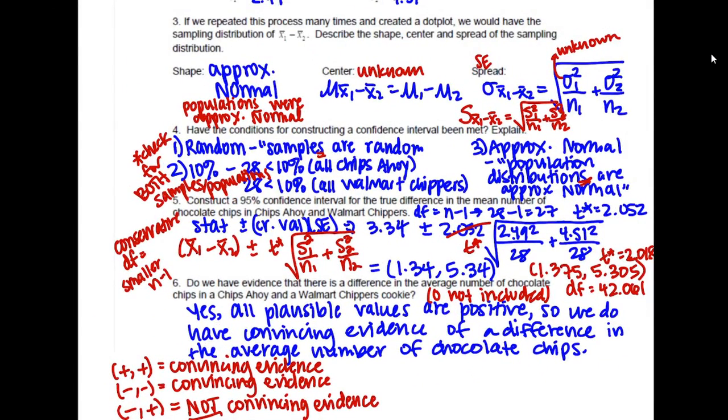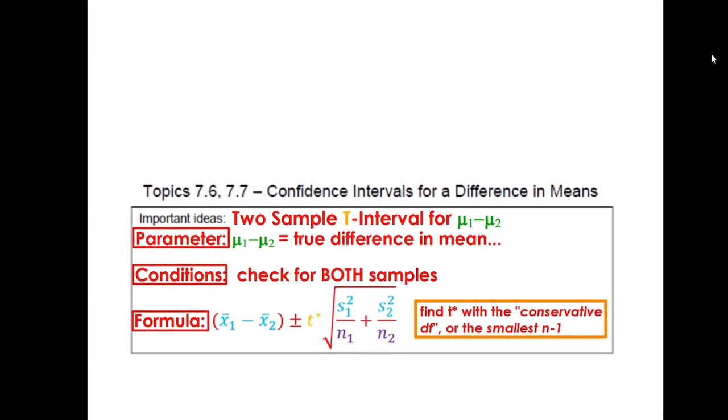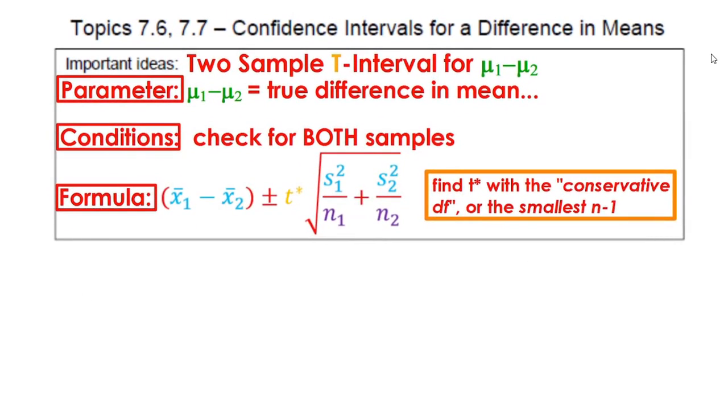Now, I want you guys to take these notes here in your important ideas box. Just very brief. We just want to make sure you know the name of the parameter, the conditions that we use to check for both samples or populations, and the formula. Now, I'm just going to make a couple of reminders about this T star.